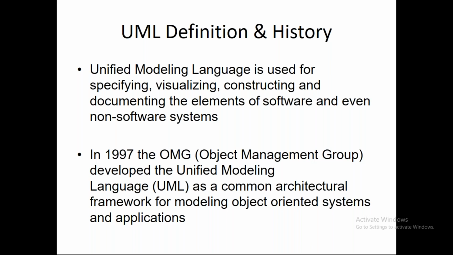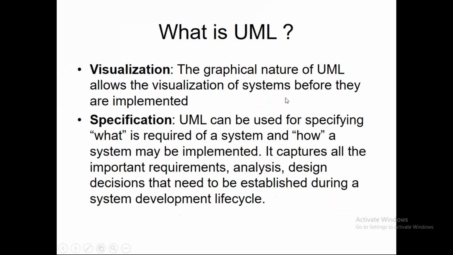At this point of time, there are in total 13 diagrams. Earlier there were 9 diagrams only, but in 2013 the new version was released. In total under UML there are 13 diagrams. We are not going to worry about all of them because most of the diagrams are relevant for the developer role, not for the business analyst.